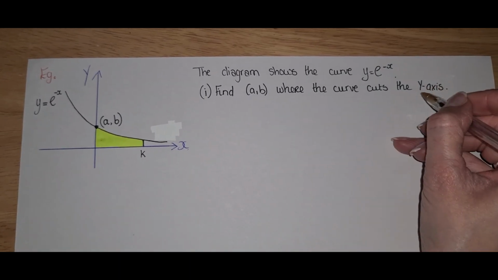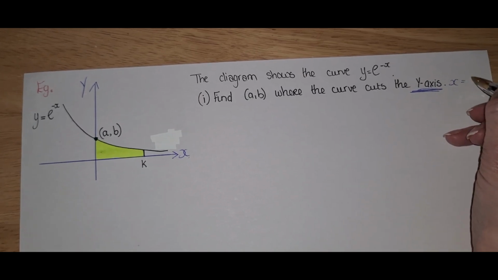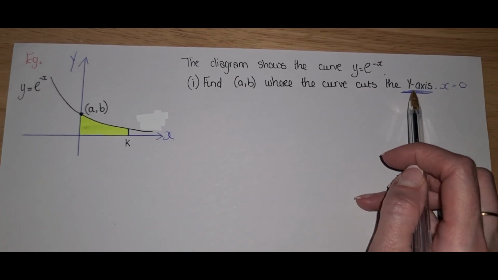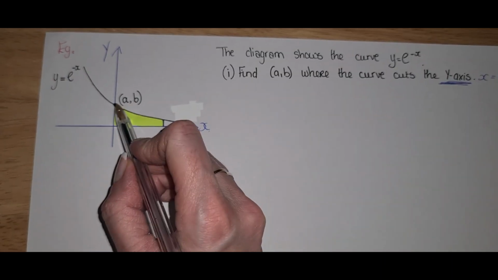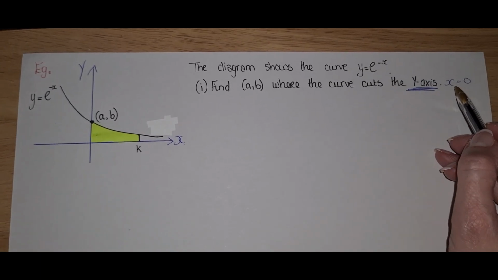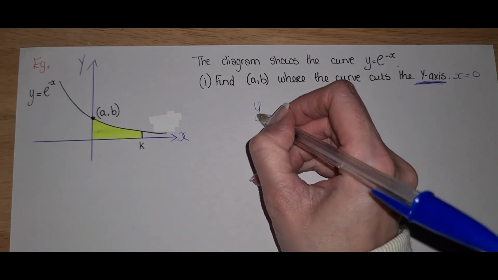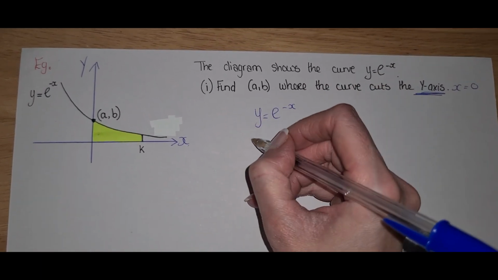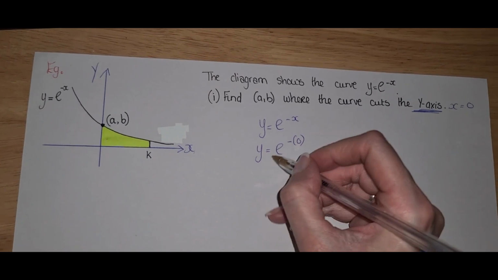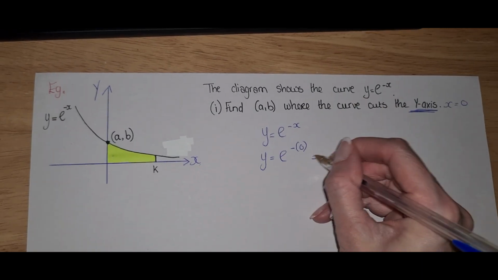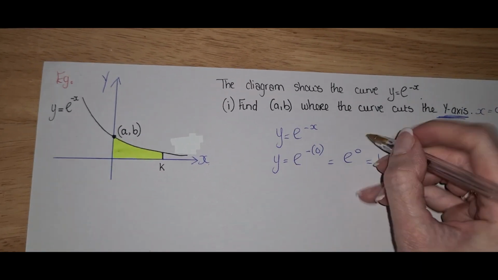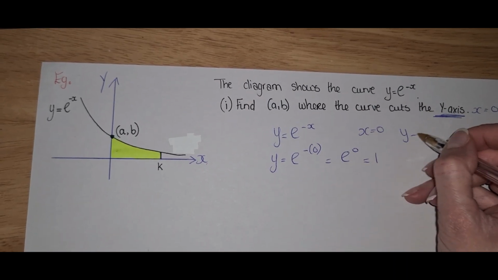Now, when a curve cuts the y-axis, x is always going to be 0. Now, even if they had not said where the curve cuts the y-axis, you can see from the diagram, the point AB is literally the y-intercept. So all we have to do is let x equal 0 and we will solve for y. So my function was y equal to e to the minus x. Therefore, it's going to be y is equal to e to the minus bracket 0. Minus 0 is just 0. So that's e to the power 0. And anything to the power of 0 is 1. So when x was 0, y has worked out to be 1.